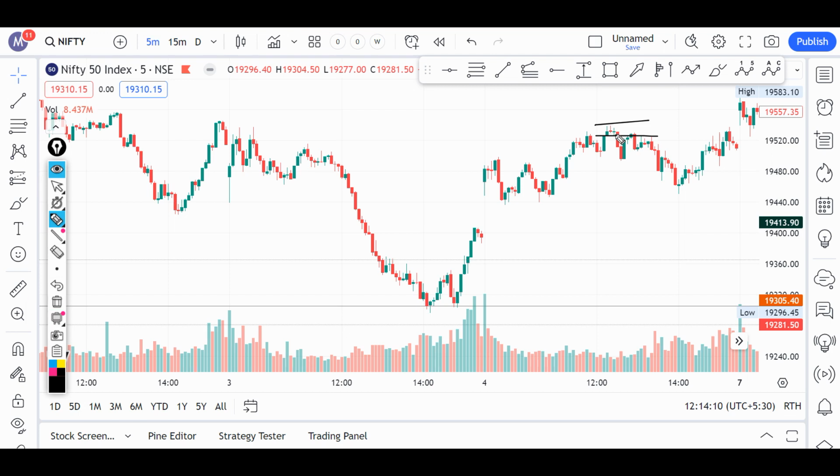So whenever this range is broken, I can take a short trade. What would be my target? My target will be this and this, right? This zone. What is happening? It has come, formed one hammer kind of formation here.